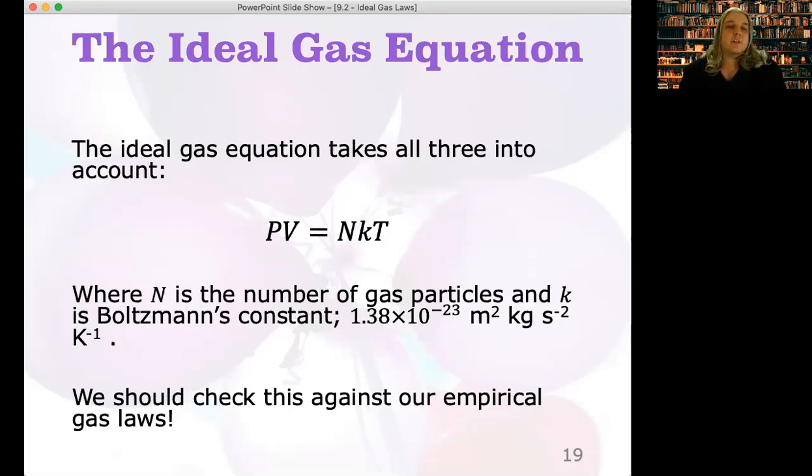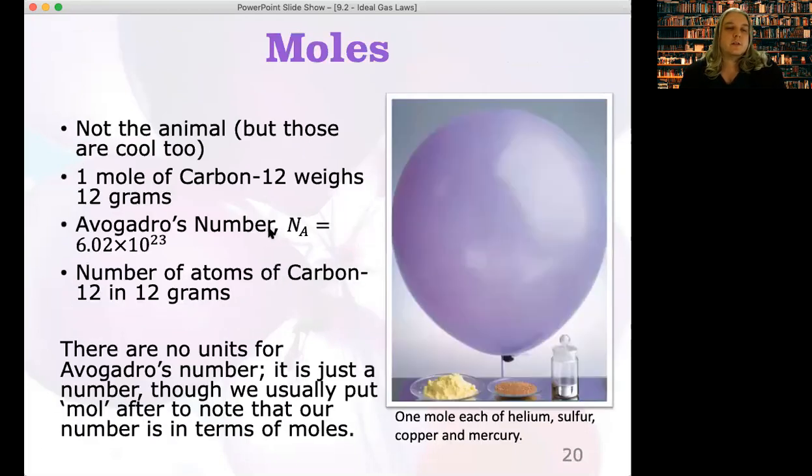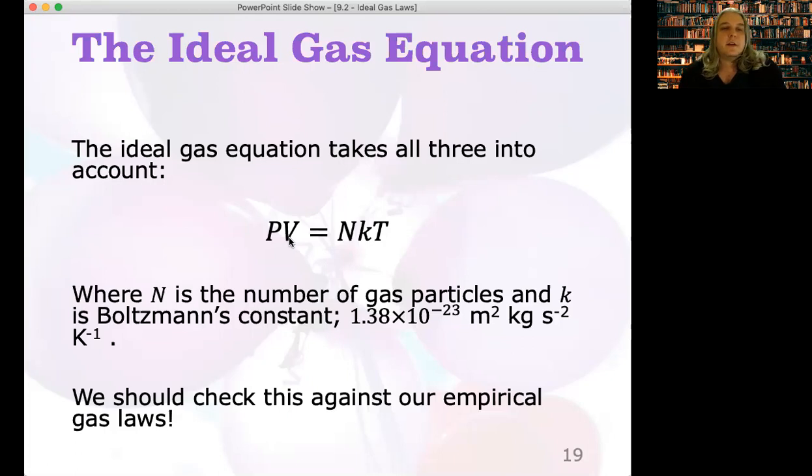If we hold the pressure constant, then we've got volume is equal to NKT. Right? So volume is proportional to temperature. If temperature goes up, volume goes up. And that's exactly what we saw.